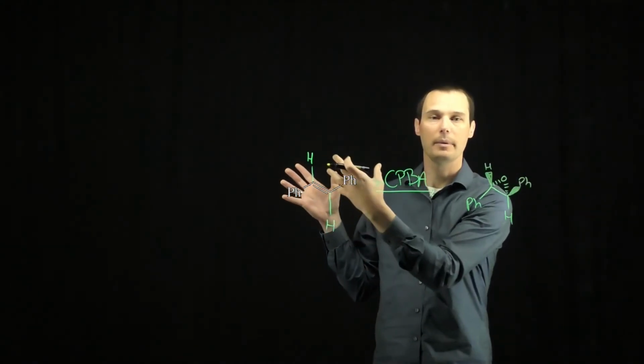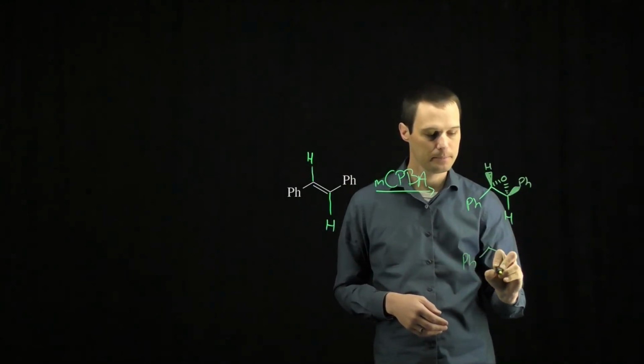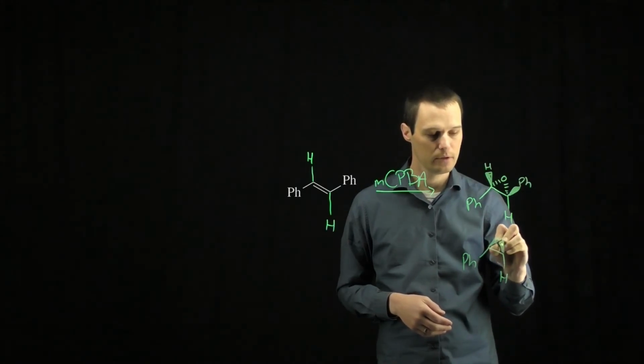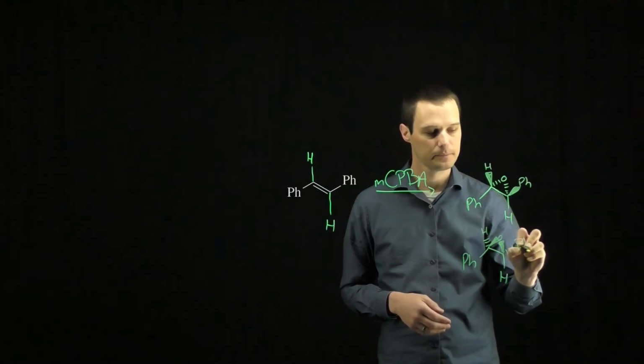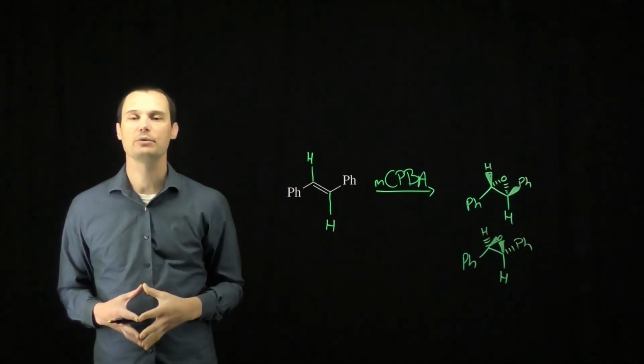If, however, the epoxide forms on the other side, then we get the enantiomer of the product with the oxygen on a wedge and the other groups on the dash. This mixture of enantiomers is the product when this alkene reacts with MCPBA.